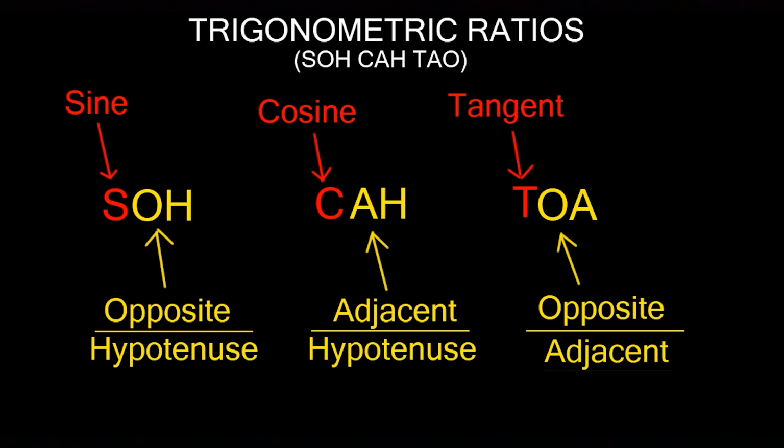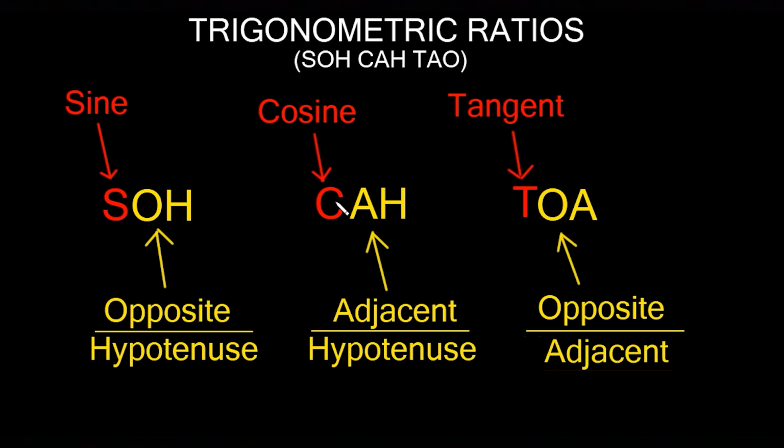SOHCAHTOA. So if I look at the first part here, SOH, that's talking about sine. And you can see that the letter S represents sine, and then OH represents opposite over hypotenuse. And again, we're talking about a right triangle here, and we'll have more examples of this, okay? With cosine, you have CAH, and so C represents cosine, AH represents adjacent over hypotenuse. And then if you look at tangent, which is going to be TOA, the T represents tangent and OA represents opposite over adjacent. So again, the saying you can remember here is SOHCAHTOA, all right?